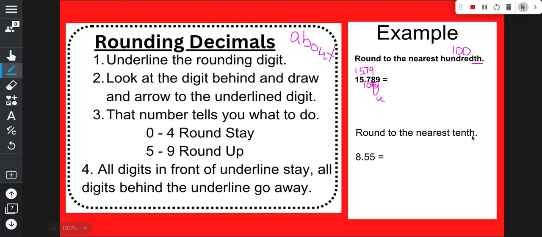If we want to round this one to the nearest tenth, that is a decimal and 1 spot. So my underline is this first 5. The second 5 tells it what to do. The second 5 says go up. So that 5 becomes a 6. And the 8 in front of it stays with the decimal point. And everything behind the underline goes away.